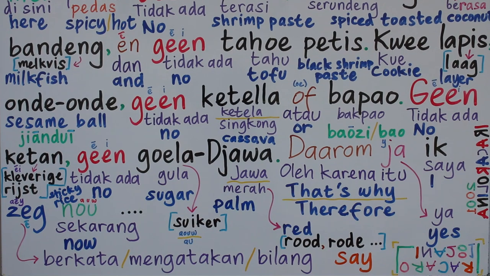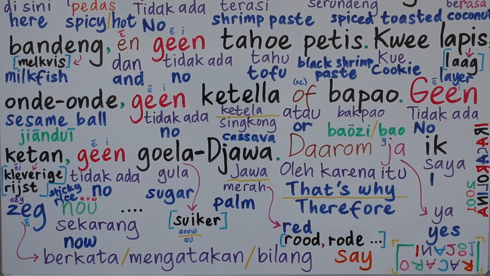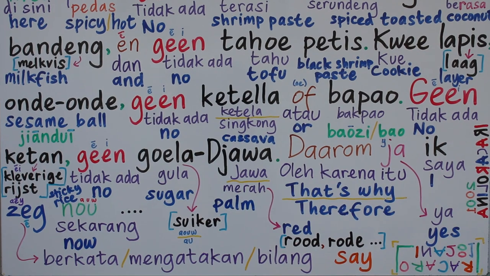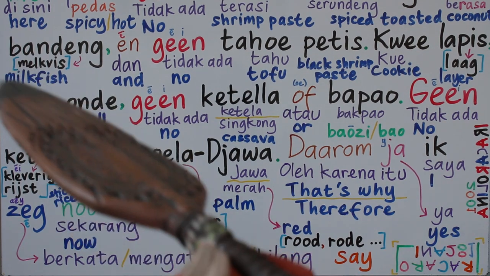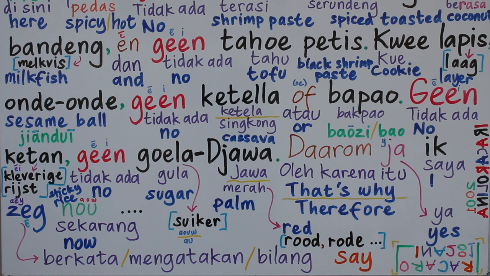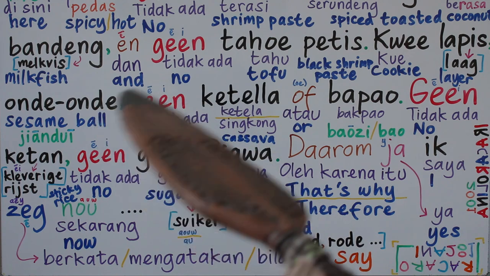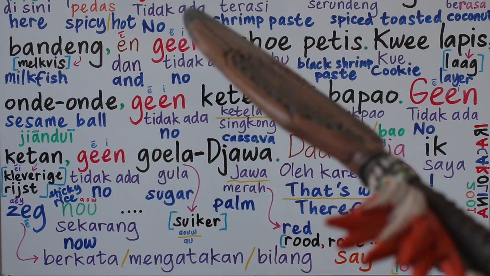And the Indonesian version is bandeng. The English one is milk fish. In Dutch, milk fish. Okay. This one is the same.